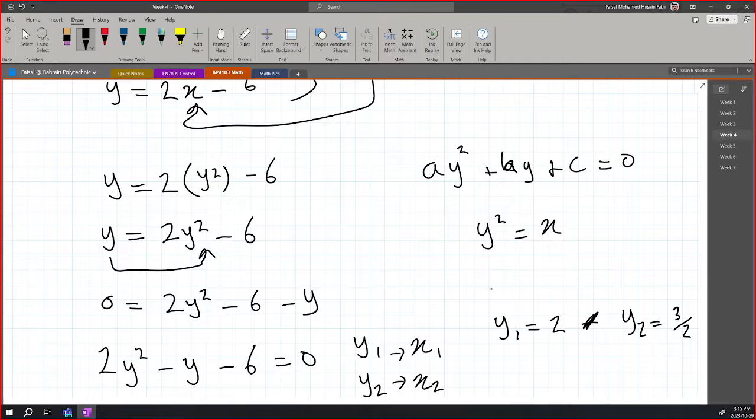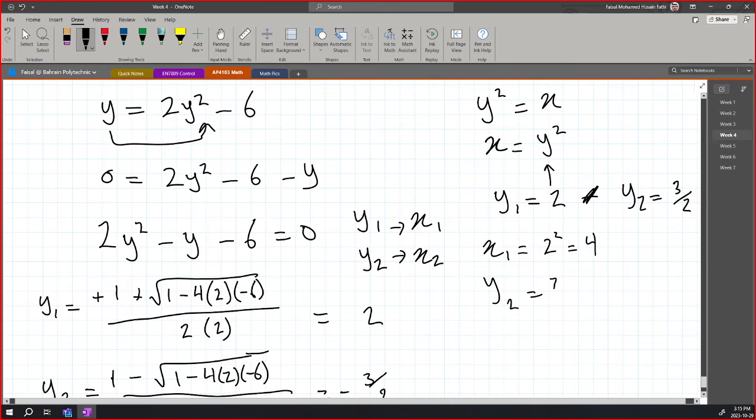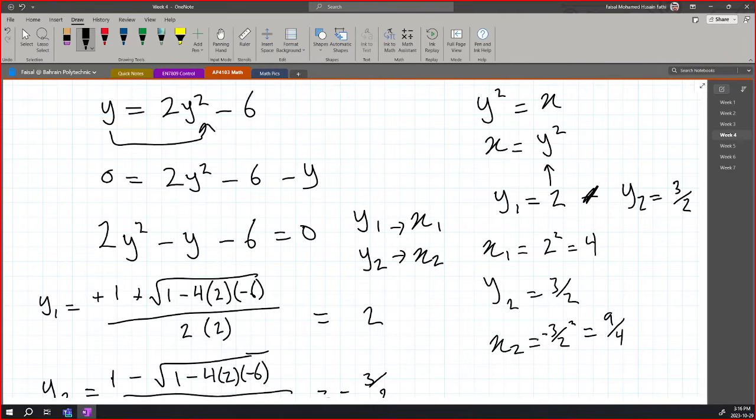So here, x is equal to y squared. We put the 2 in y squared, so x1 is equal to 2 squared, which is equal to 4. And y2 equals minus 3 over 2, so x2 is equal to minus 3 over 2 squared, which is equal to 9 over 4. Just don't forget that the minus becomes plus when you square it, so it becomes 9 over 4.